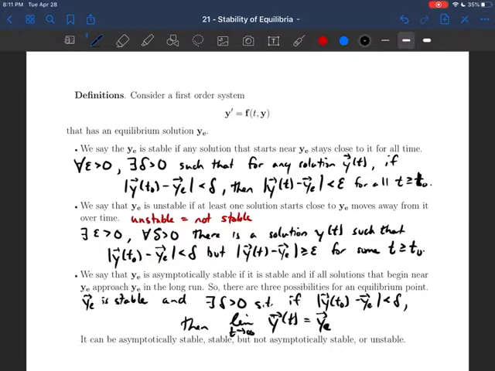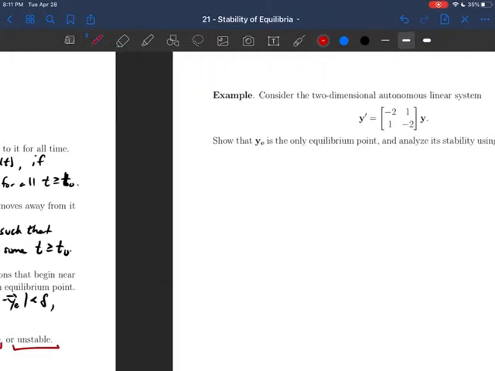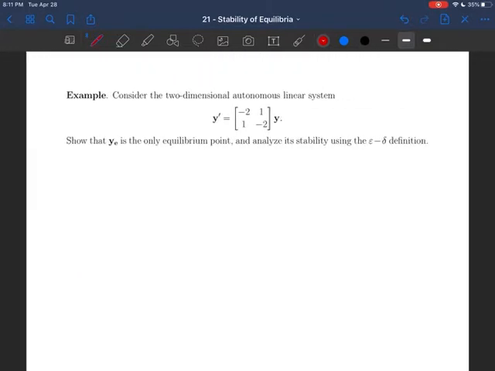So there's three kinds of stability in a sense. There's really just stable and unstable, but then there's this stronger version called asymptotic stability. And so every equilibrium can be one of three things. It could be asymptotically stable, or it could be stable but not asymptotically stable, or it could be unstable, right? So three different possibilities: possibility 1, possibility 2, and possibility 3. All right, so let's try to take this definition out for a spin.